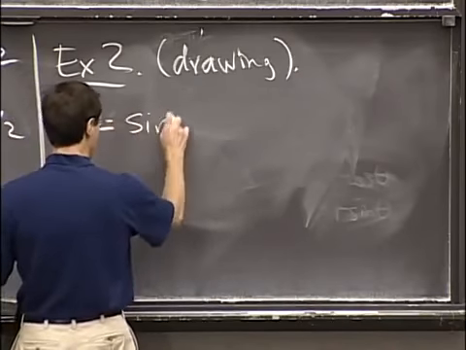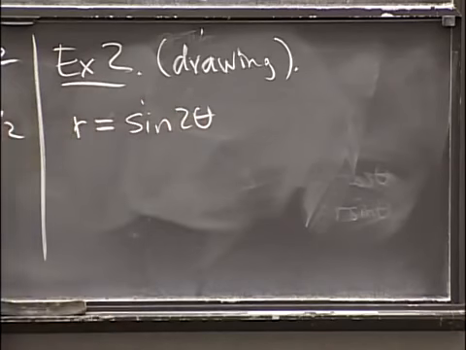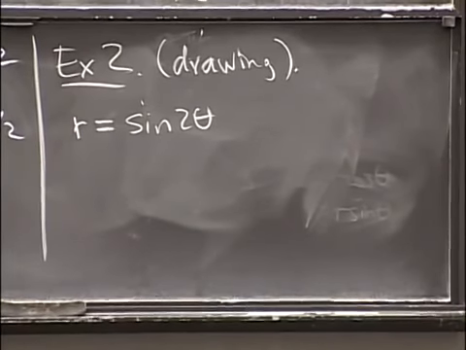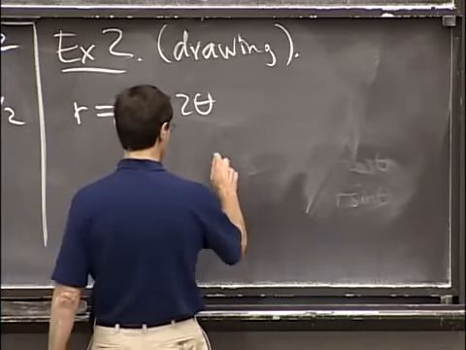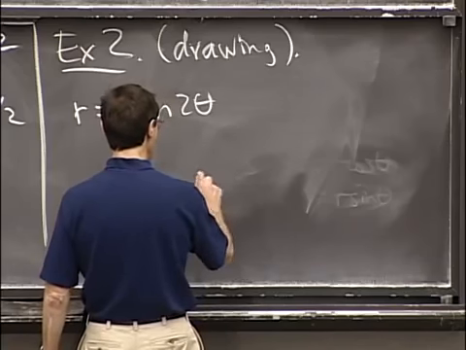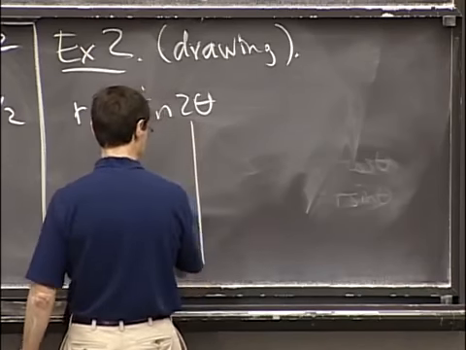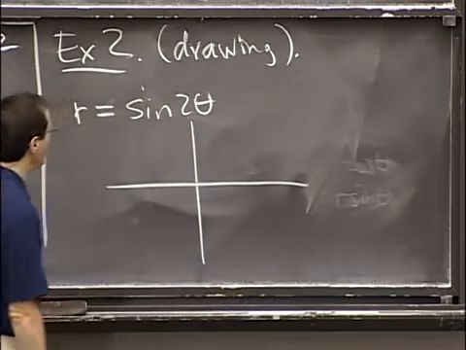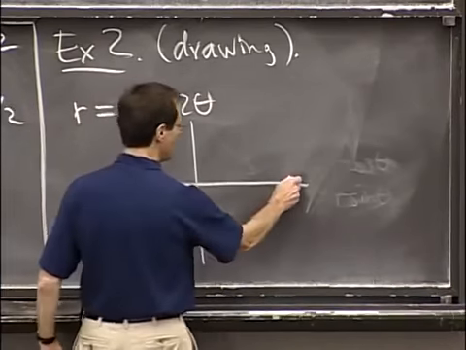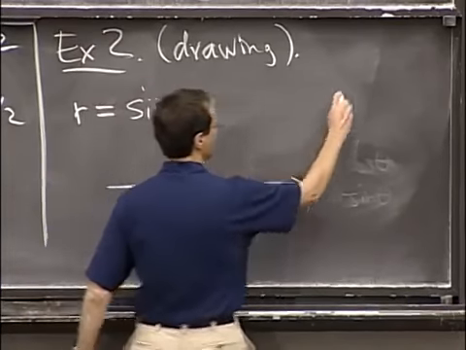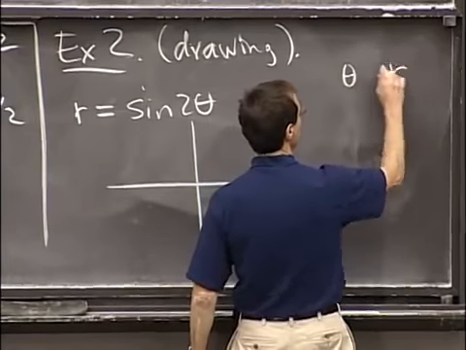So this one is one that's kind of fun to do. This is r = sine 2 theta. Something like this is on your homework. And so what happens here is the following. What happens here is that at theta equals 0, that's the first place. So let's just plot a few places here.